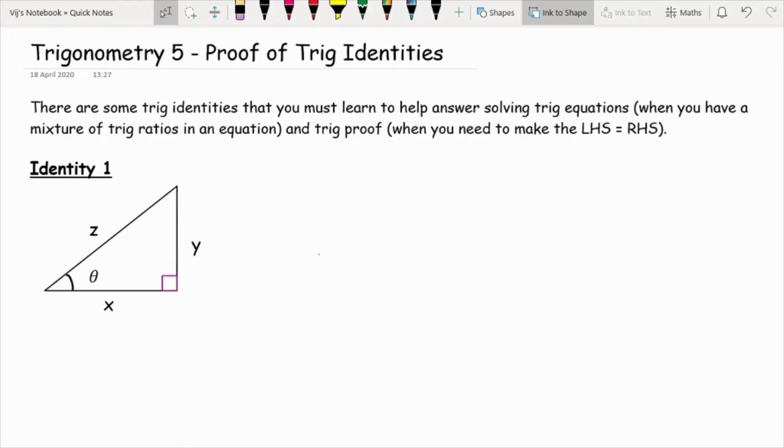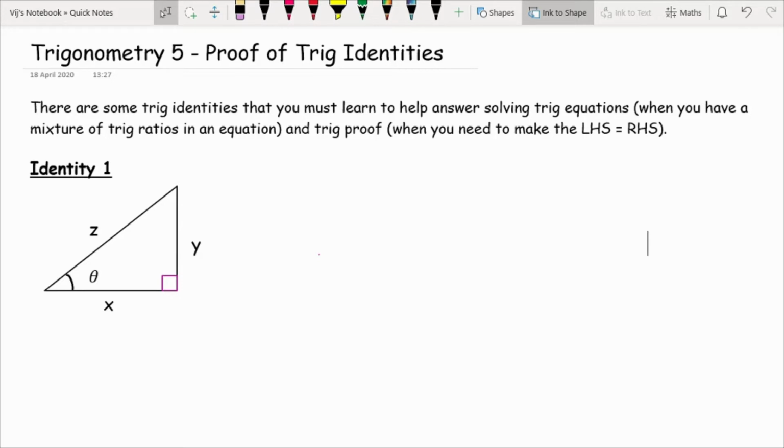There are some trig identities or trig rules that you need to learn to help you answer some solving trig equations, and this usually applies when you've got a mixture of trig ratios in your equations, a mixture of sines, tans and coses. And also with trig proof questions, when you're asked to prove that one side is equal to another, it'll generally involve a mixture of trig ratios, and this is where it comes into play.